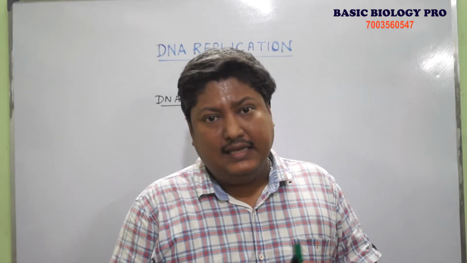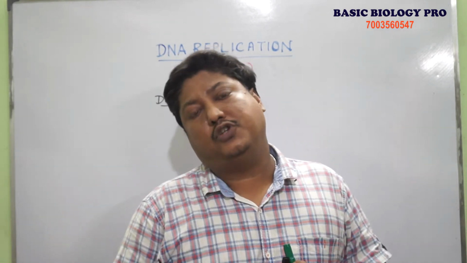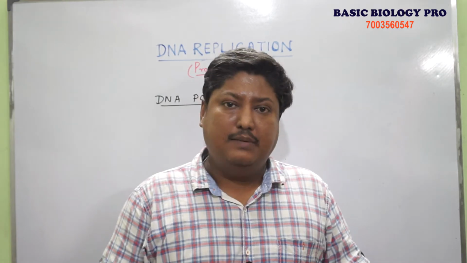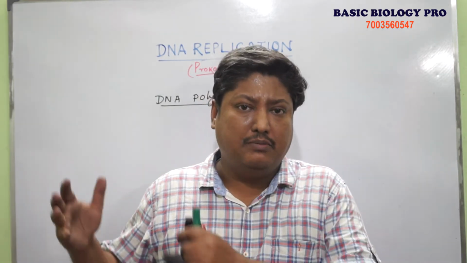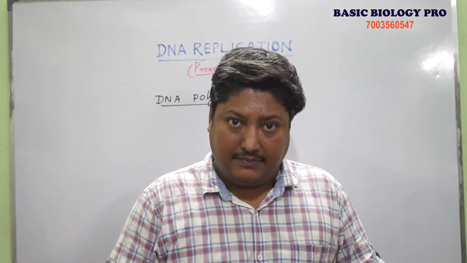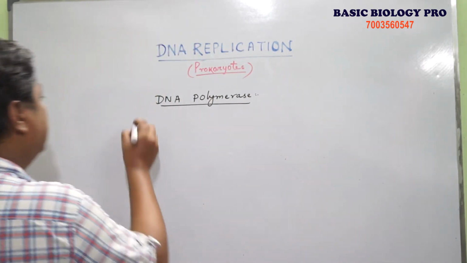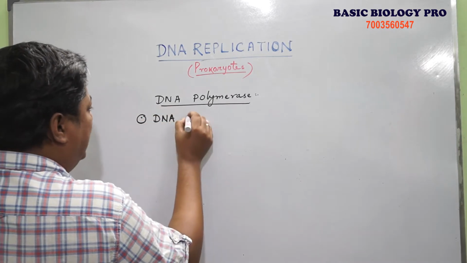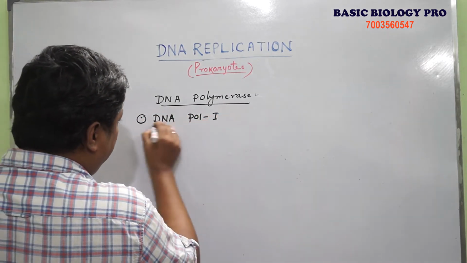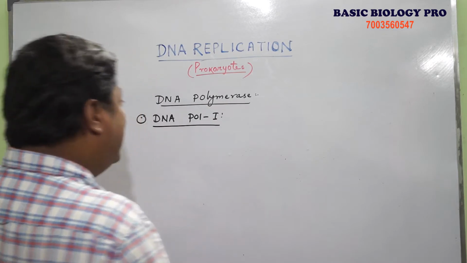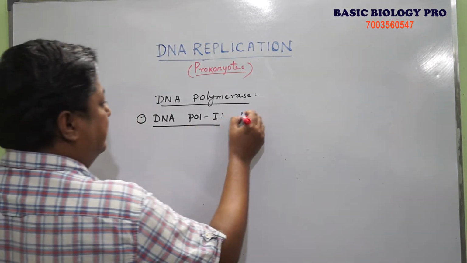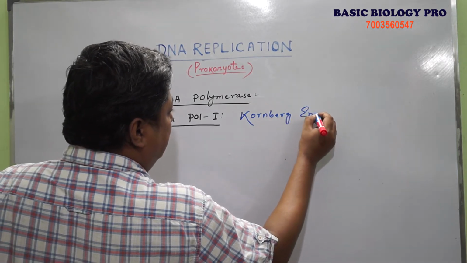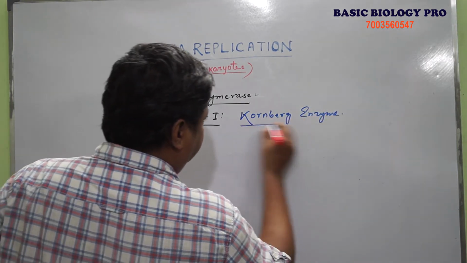In E. coli, there are mainly 5 types of DNA polymerase present, and they are named DNA polymerase 1, polymerase 2, polymerase 3, polymerase 4 and polymerase 5. Firstly we come to the first polymerase, which is known as DNA polymerase 1 or DNA pol 1. This is also known as the Kornberg enzyme, after the name of the scientist Arthur Kornberg.